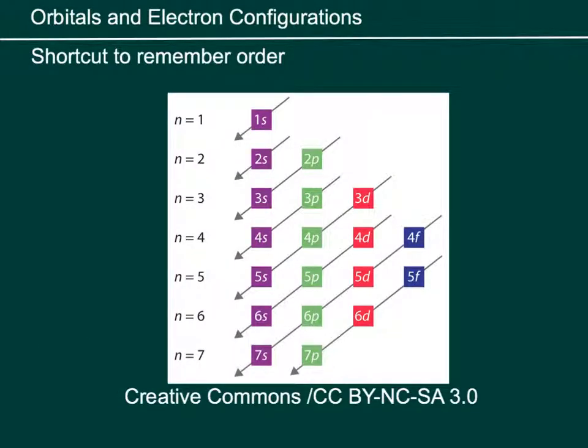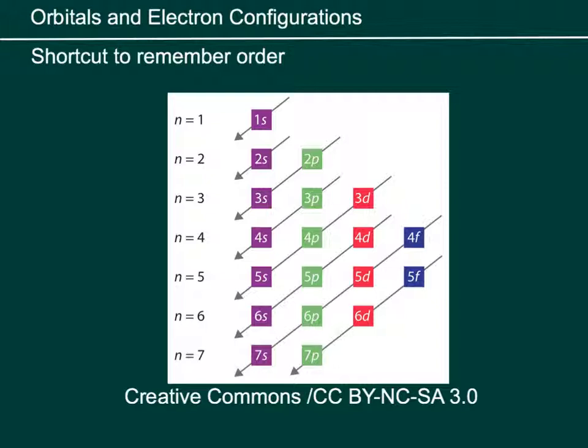So one handy way to remember this is if you write out n equals 1 through n equals 7 down that way, you'll see right here that you would start with the 1s. That's the only orbital at n equals 1. N equals 2, you have a 2s and a 2p. Then you have a 3s, a 3p, a 3d. And at 4, you have a 4s, 4p, 4d, 4f, and so on and so forth.